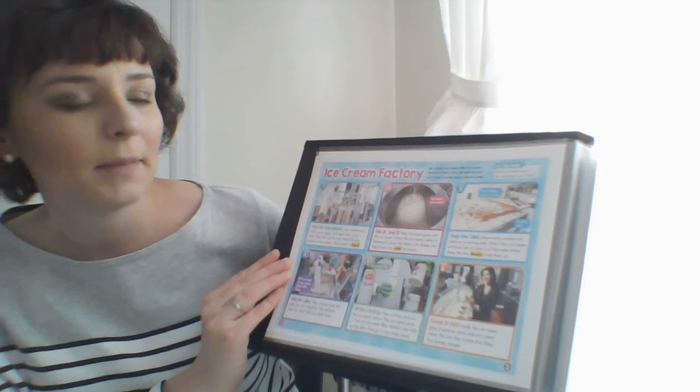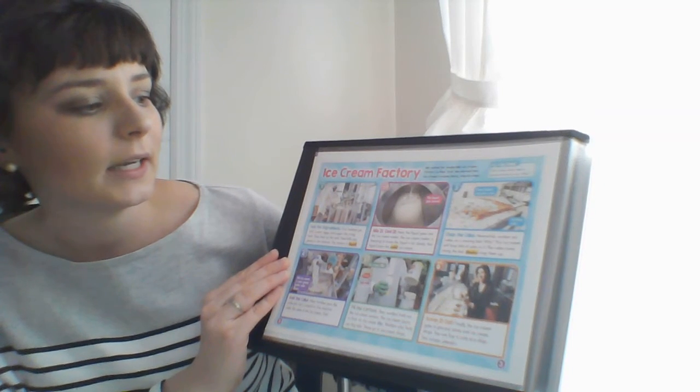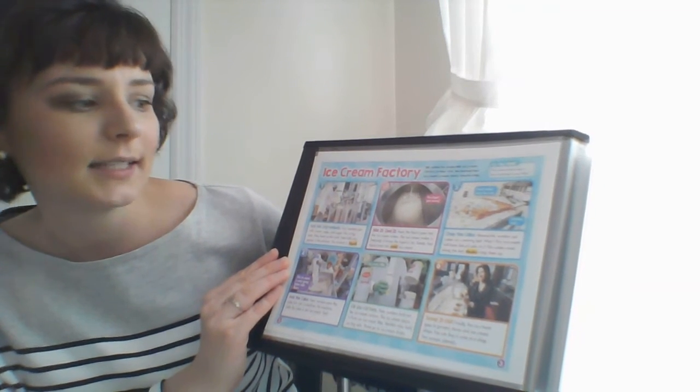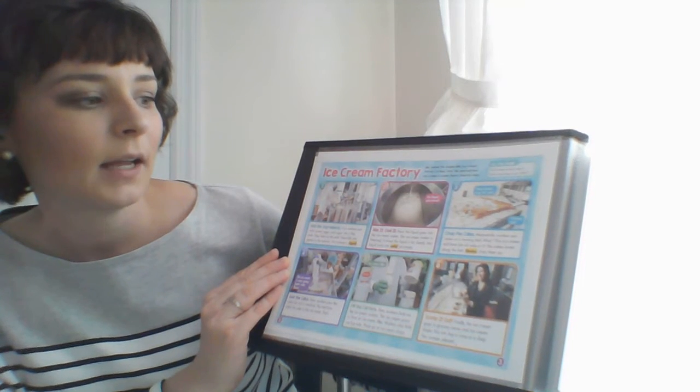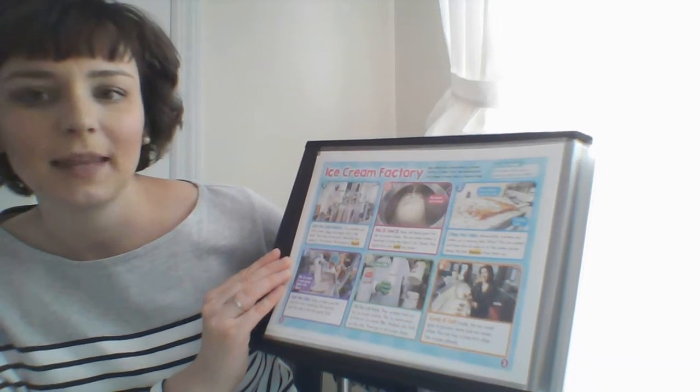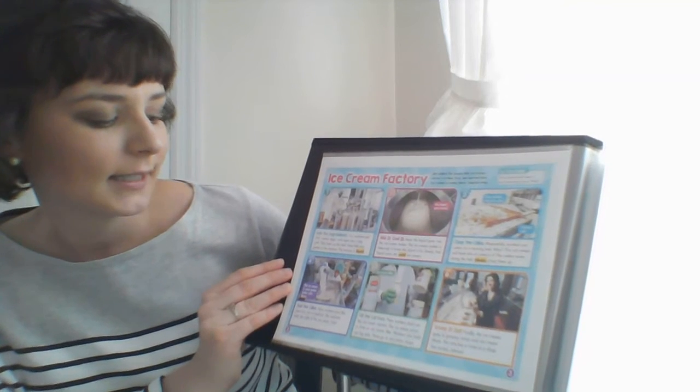Step 3. Chop the cake. Meanwhile, workers put cakes on a moving belt. Why? This ice cream will have bits of cake in it. The cake moves along the belt. Blades chop them up.